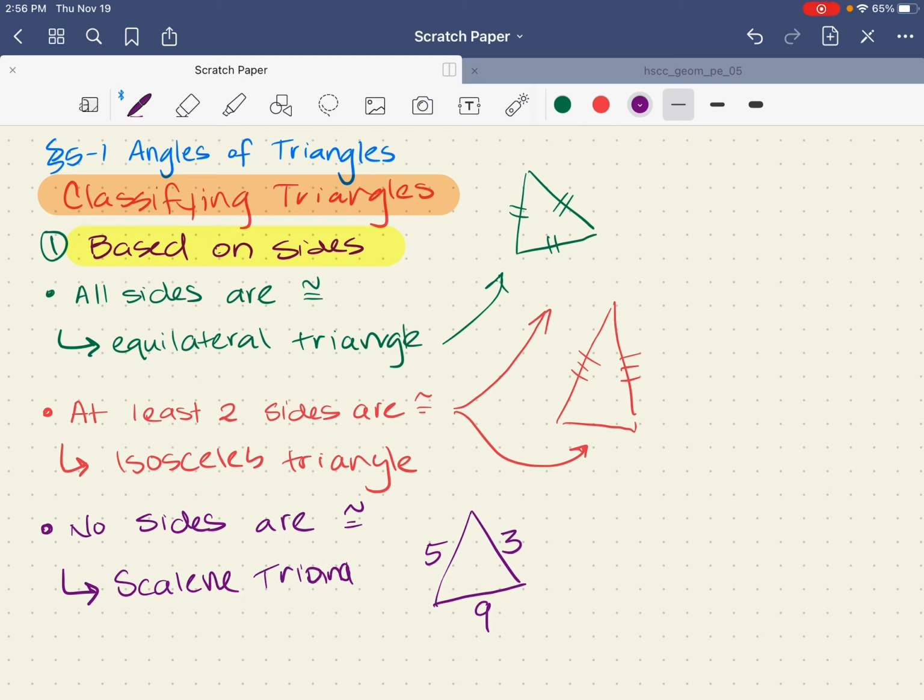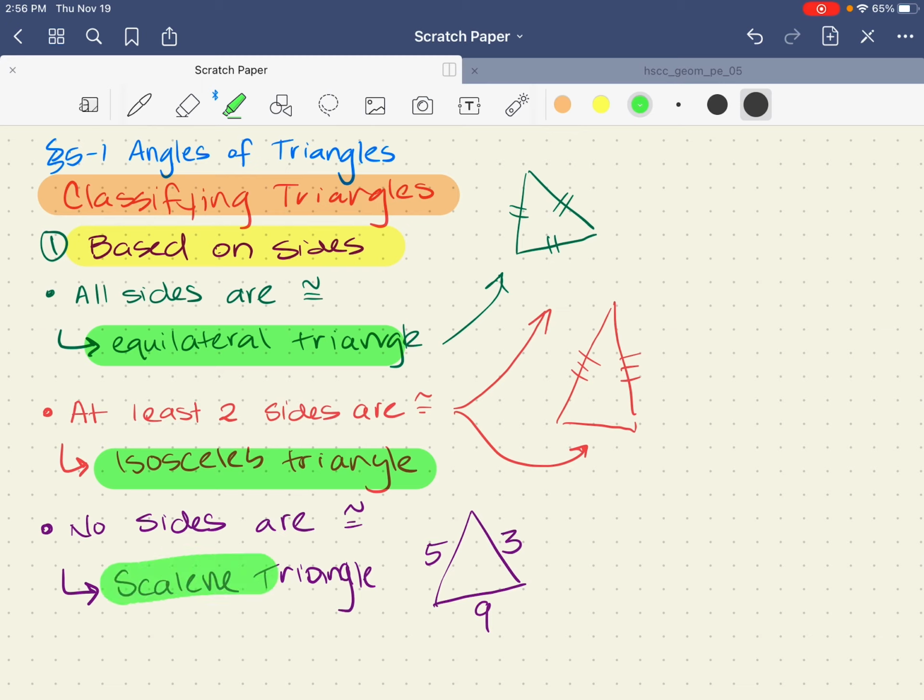Your job is to make sure you know the definitions of all these words. These are your vocabulary words. We have the equilateral triangle, the triangle where all the sides are congruent. Then we have the isosceles triangle, where at least two sides are congruent. And then we have the scalene triangle, where none of the sides are congruent.